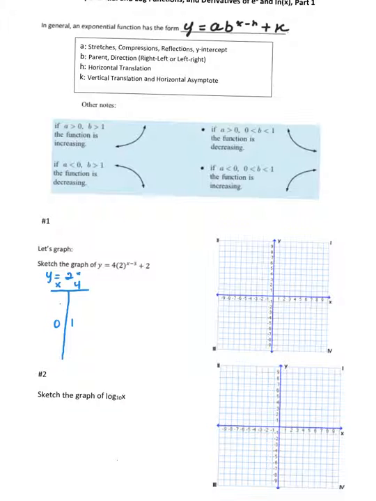And then I can just plug in some easy values. When I plug in 1, I get 2. When I plug in 2, I get 4. When I plug in negative 1, I get 1/2. And when I plug in negative 2, I get 1/4. Now I'm going to apply the transformations for this one. That's being stretched by a factor of 4, that's being horizontally shifted 3 to the right, and that's being vertically shifted 2 up.